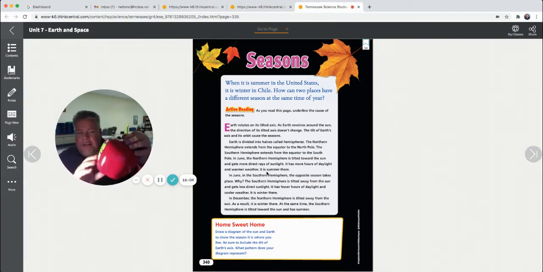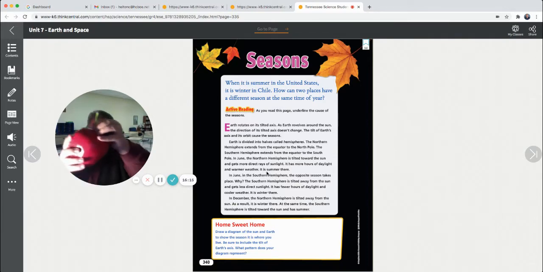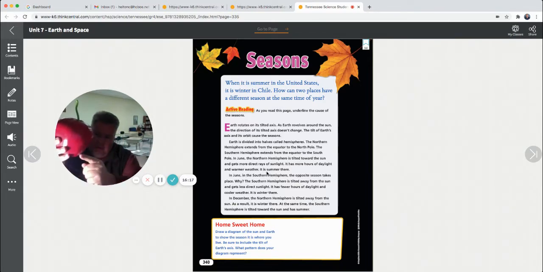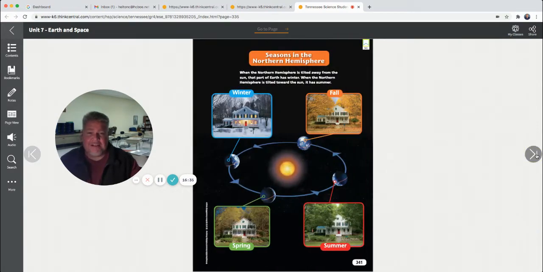So look at this, when the northern hemisphere is tilted away, the southern hemisphere is tilted towards the sun: winter, summer. And then when it's on the other side of the sun, it would be summer, winter, because it would be the opposite way. Whichever side of the earth, the northern hemisphere or the southern hemisphere, is tilted toward the sun, that side will have summer. When it's tilted away, that side will have winter. You have to kind of envision that in your head. Okay, let's go to the next page.